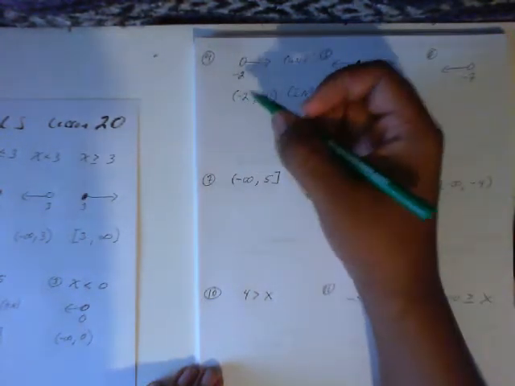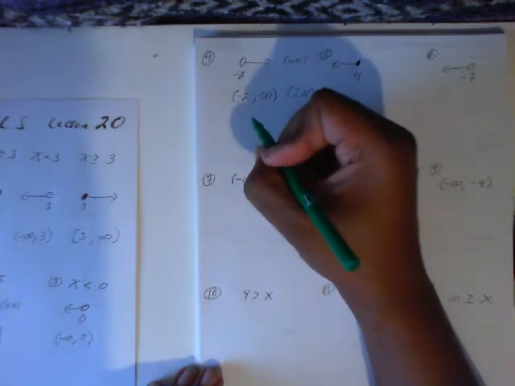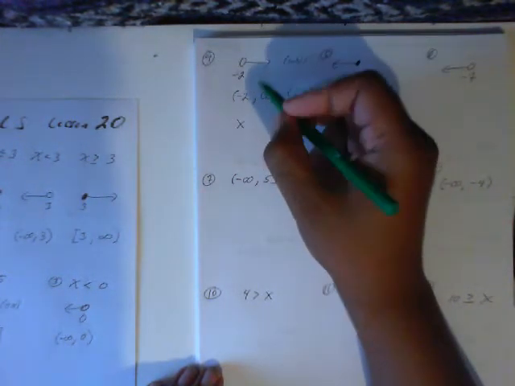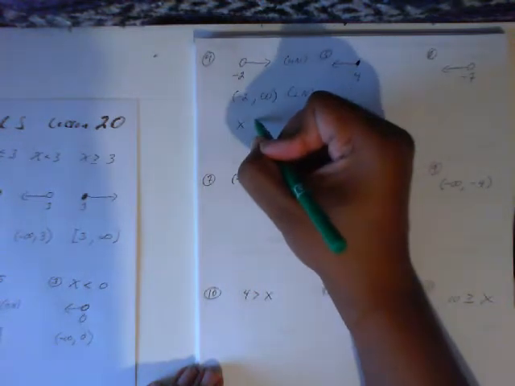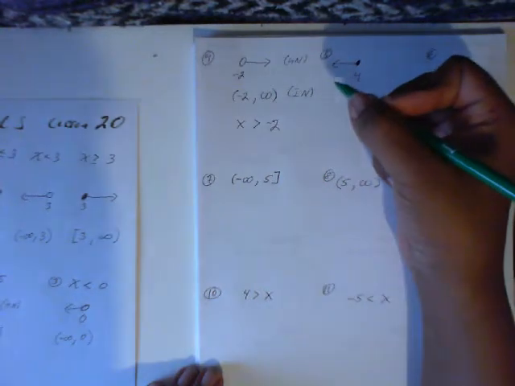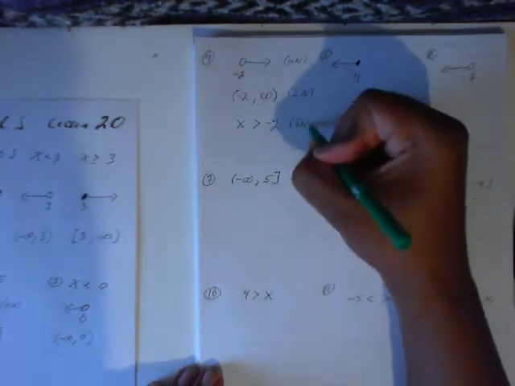Now, the set notation for this would be x first, and since it's going to the right, this will be a greater than sign, no line here, for negative 2. And that's it. And that's your set notation.